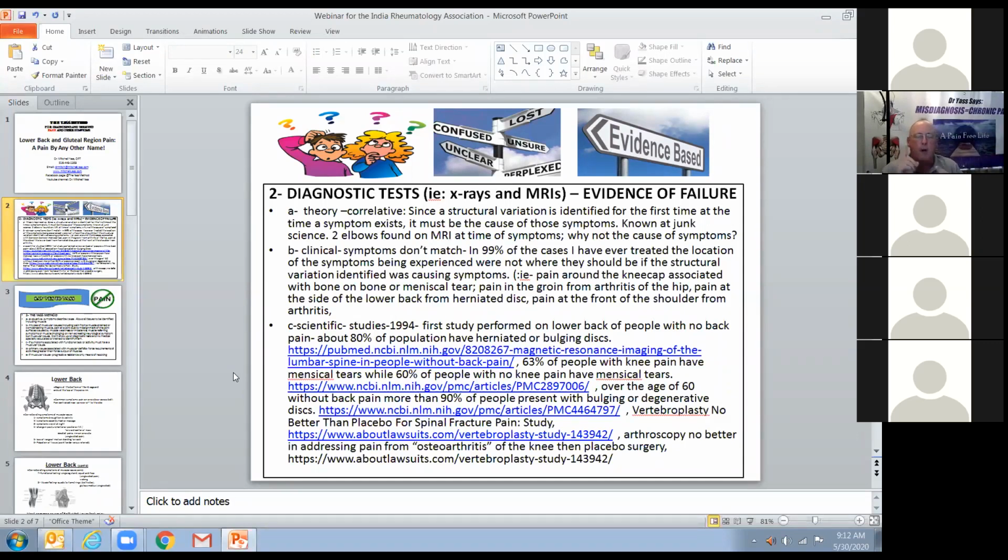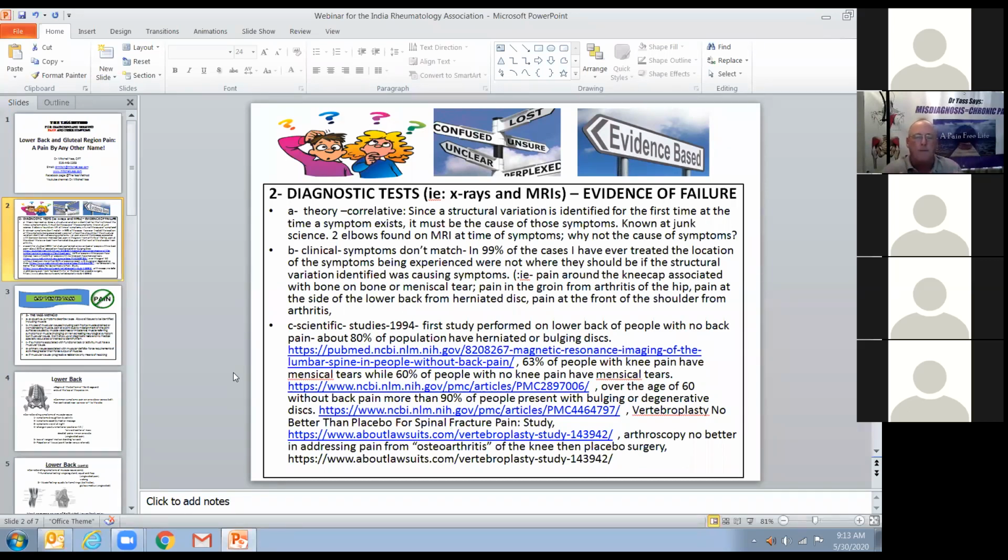So we have a theoretical problem, we have a clinical problem, and then finally we have scientific studies which have shown that there's a complete lack of basis for the use of the MRI. The very first study that was done regarding people who had absolutely no lower back pain, in 1994, showed that over 70% of the population who have no back pain have herniated or bulging discs.